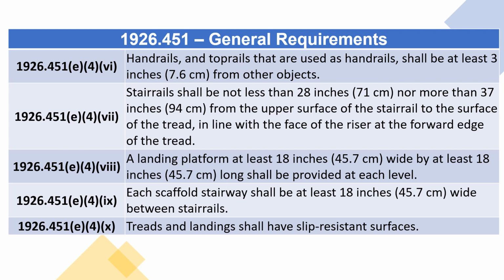A landing platform at least 18 inches (45.7 centimeters) wide by at least 18 inches (45.7 centimeters) long shall be provided at each level. Each scaffold stairway shall be at least 18 inches (45.7 centimeters) wide between stair rails. Treads and landings shall have slip-resistant surfaces.